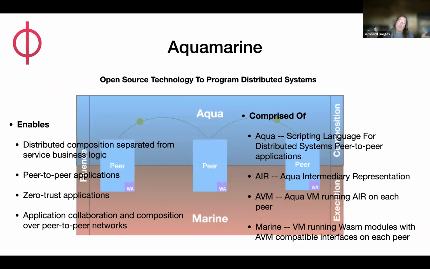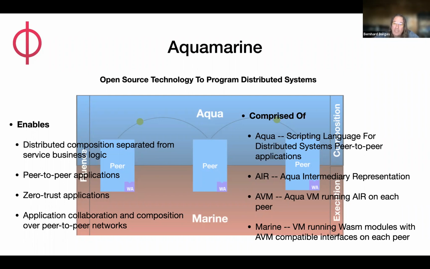So I mentioned Aqua and I mentioned web services. And we have this notion of Aquamarine. Aqua is a construct that includes a programming language, a virtual machine, a compiler, and actually also a CLI. When we talk about Aqua, the programming language, it's a very high-level programming language that compiles into an intermediary representation. We call it AIR, Aqua Intermediate Representation, that then executes on the Aqua virtual machine.